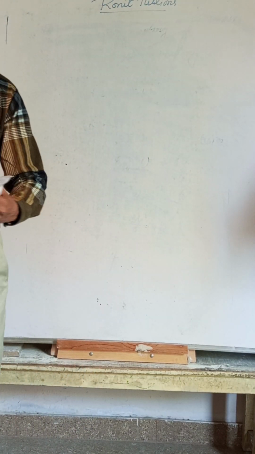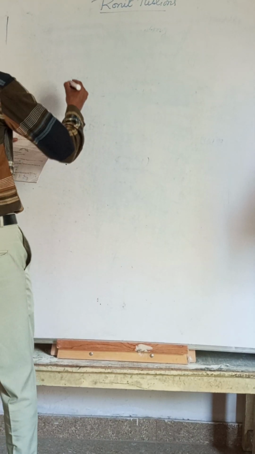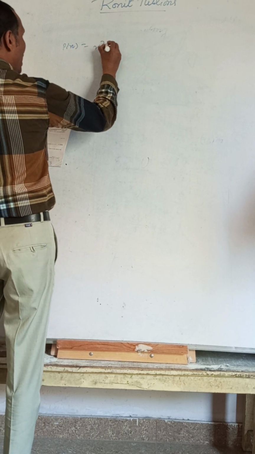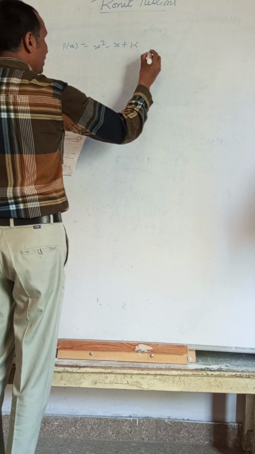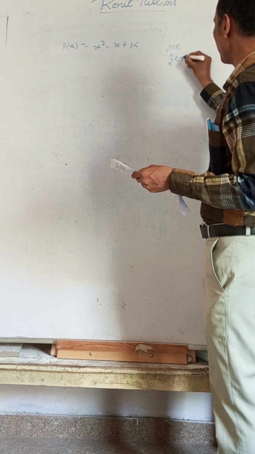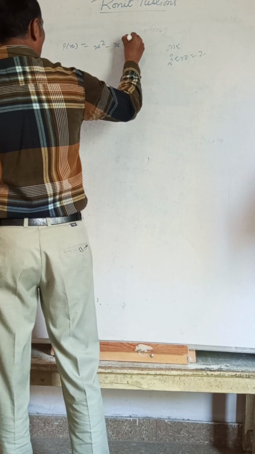Next question. The polynomial p(x) is given as x squared minus x plus k, and 2 is a zero of the polynomial. Then find the value of k. We are going to find out the value of k.